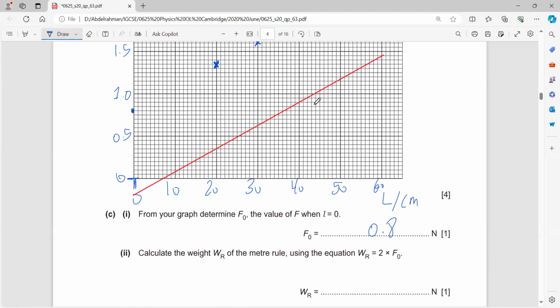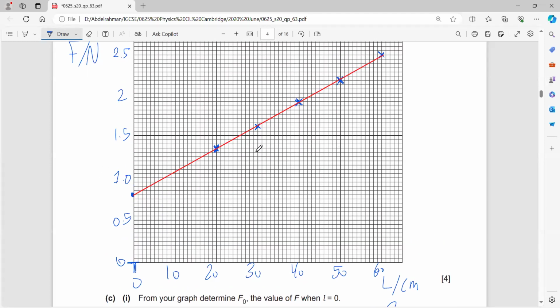Yeah, 0.8 newtons. All I did was extend the line until it reached the y-axis, and then I found a number. Here the y-axis would have been 0.8. Of course there's a range. You can be a little bit above it, 0.85, a little bit below it, 0.75, it's okay. There is a range, don't worry. Maybe 0.70, maybe 0.90, it can go up and down a little.